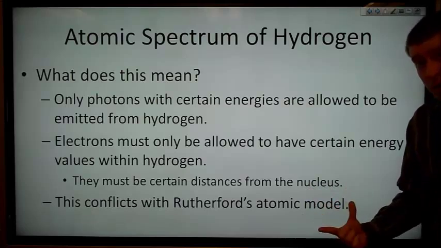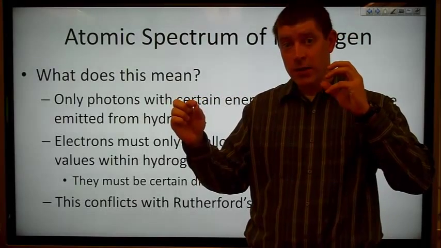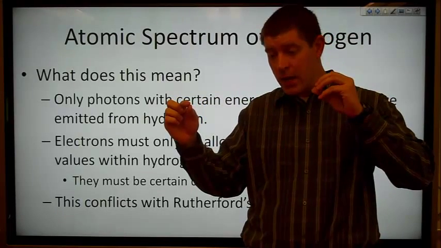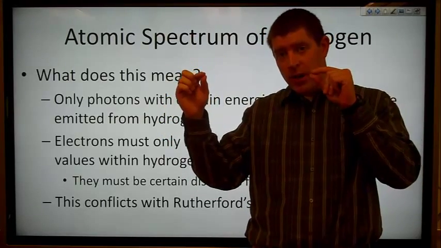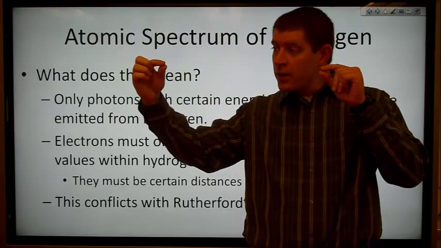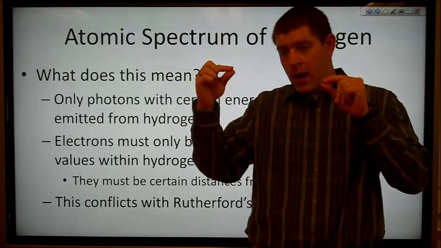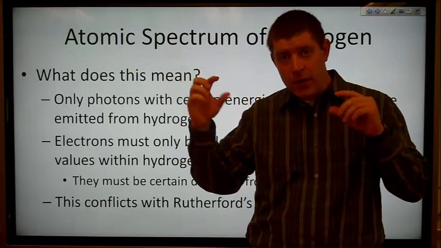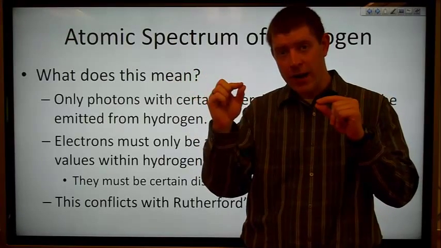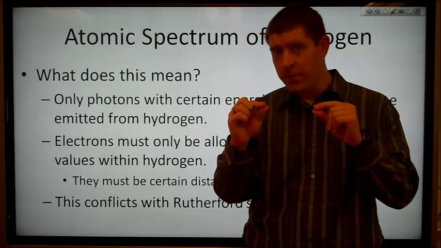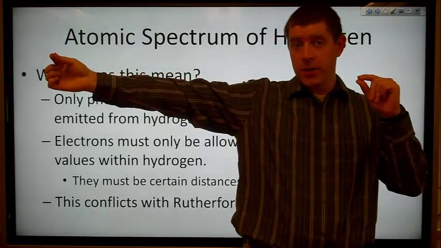The electrons must only be allowed to have certain energy values within hydrogen, which means that they must be certain distances from the nucleus. Now this is because the electron and the proton, or the multiple protons in any atom other than hydrogen, that electron and proton are attracting each other. As the electron gets closer to the proton, it's losing energy. It's losing energy because it's falling down into the potential well of that attractive force attracting that electron to the proton. Because remember, the electron at infinite distance from the nucleus has an energy of 0.